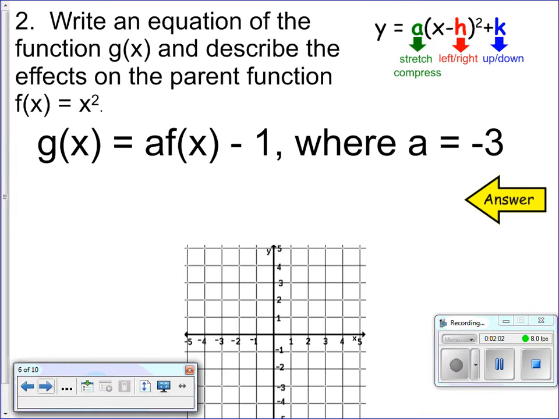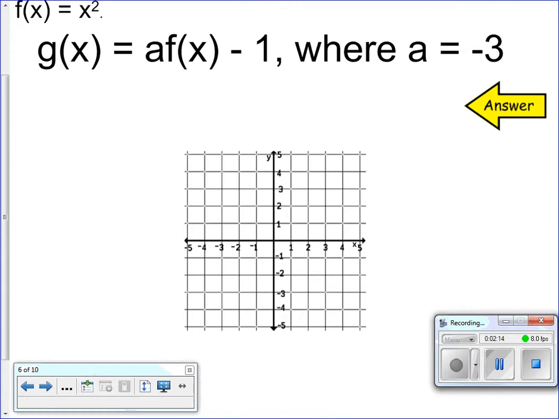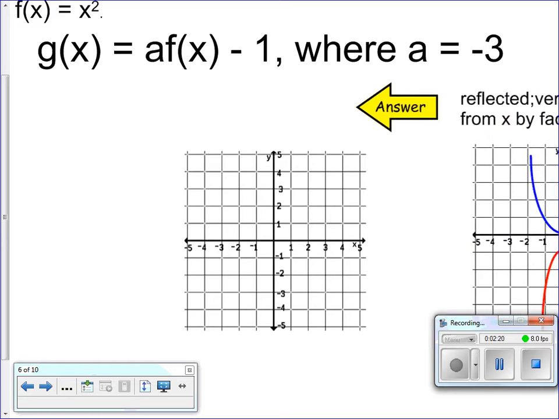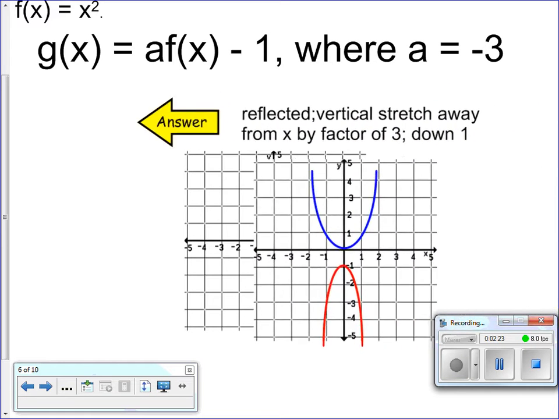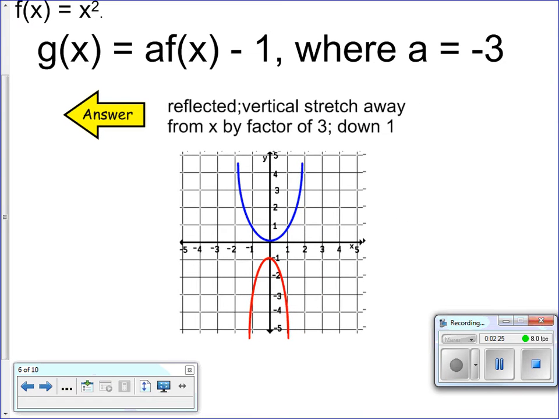This one says write an equation of the function and describe the effects on the parent graph. So g of x is a times f of x minus 1, where a is negative 3. If we graph that, we know that the a is telling us it's negative. The 3 is telling us it's getting thinner, which is a vertical stretch because it's outside the parentheses. And then the negative 1 is telling us it's going down 1. So the blue one is our parent graph, and the red one has been flipped over, it's thinner, and it's moved down 1.